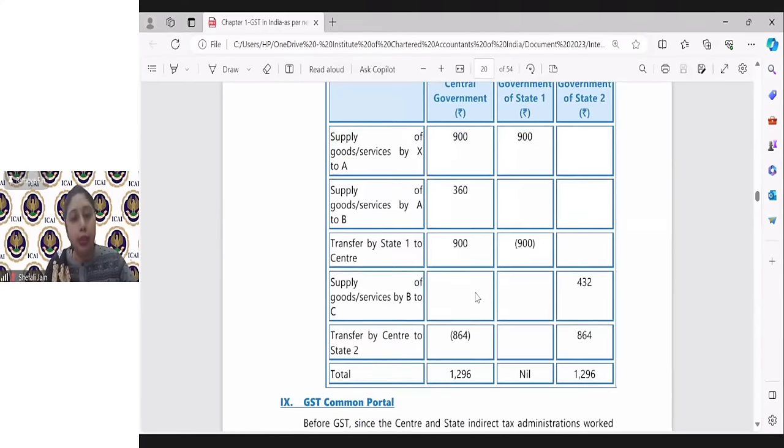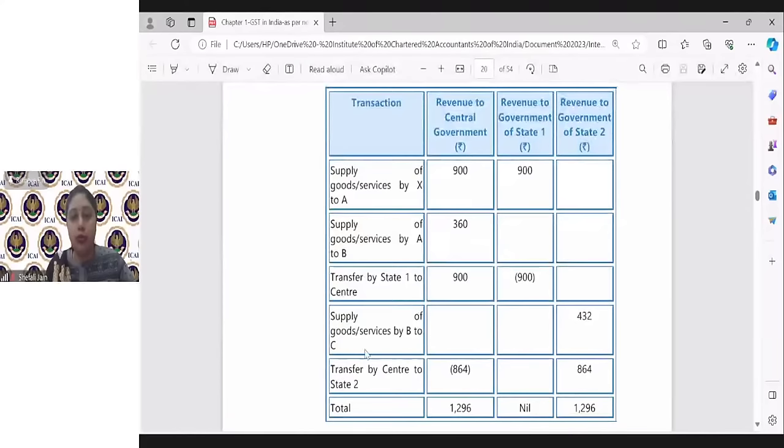Then comes the third transaction, that is B2C. In B2C, the amount which we paid in cash for SGST was 432. We had just seen in the above example. I will not show you the above table again because you will lose the connect with this example.